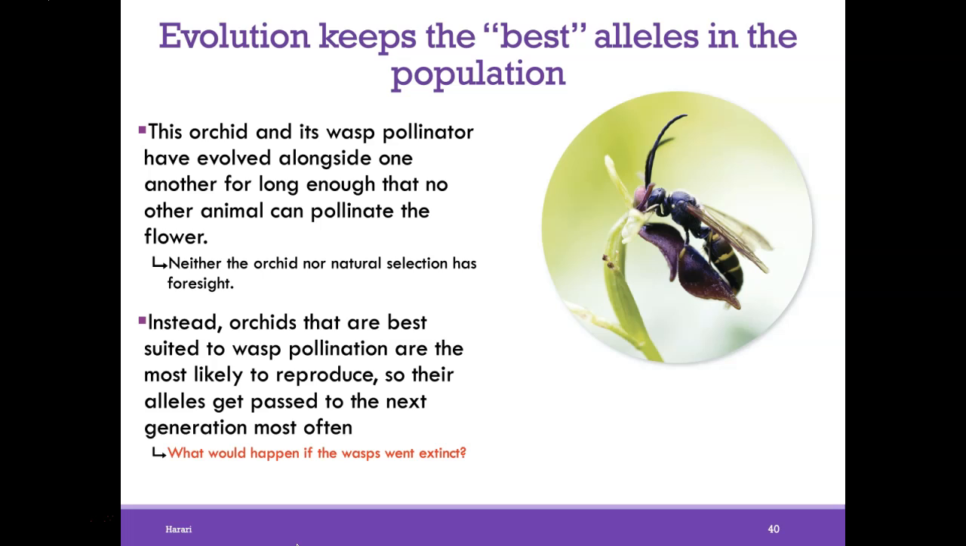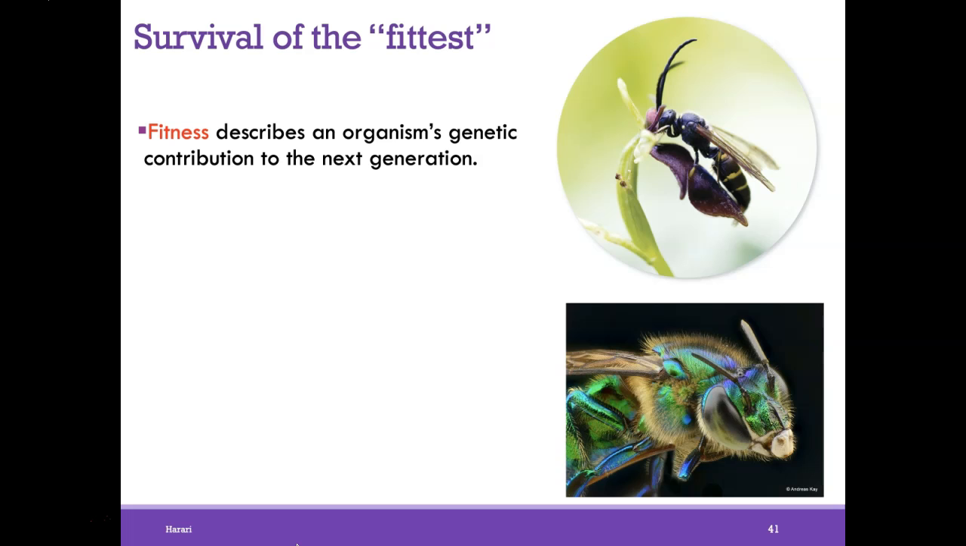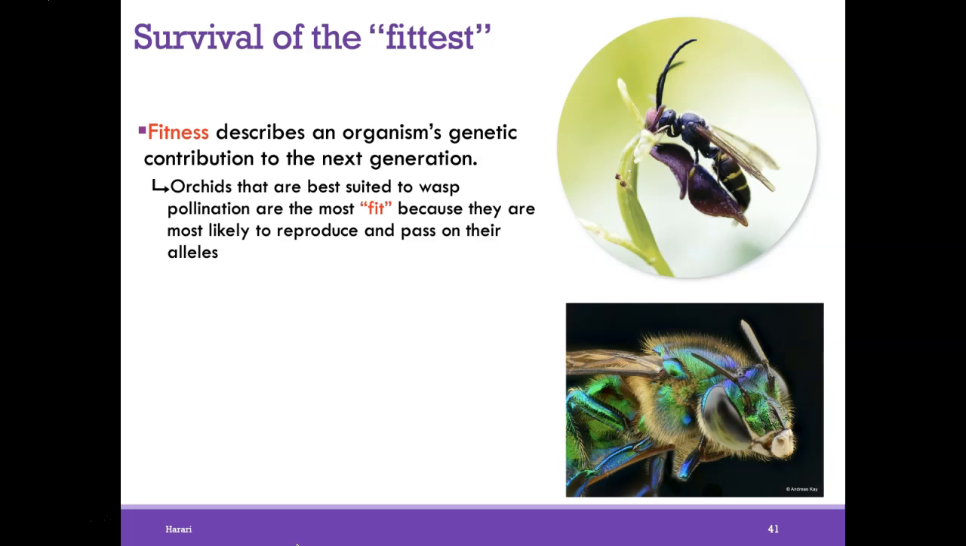Without the wasp, the wasp evolved so closely alongside the orchid that only that wasp could pollinate that orchid. So if the wasp went extinct, so would the orchid. So the word fitness describes an organism's genetic contribution to the next generation.